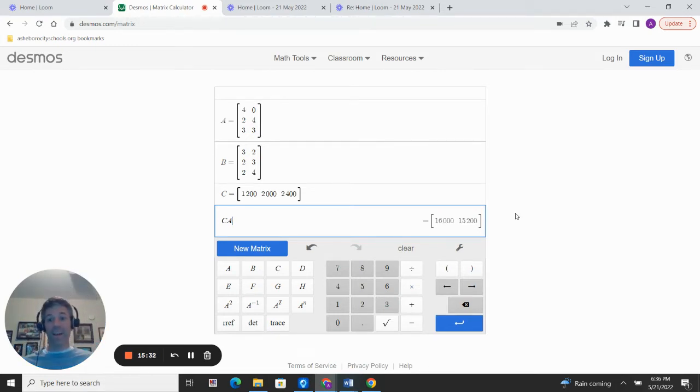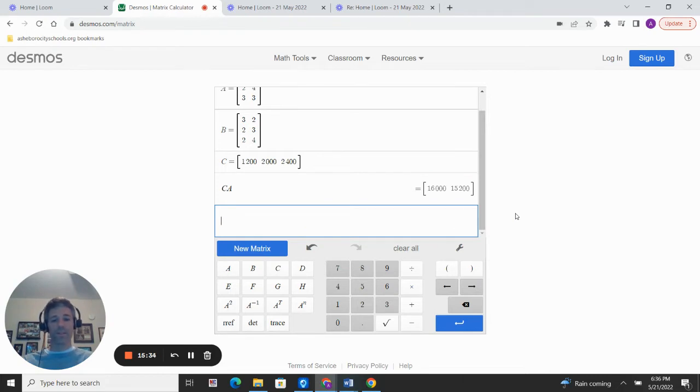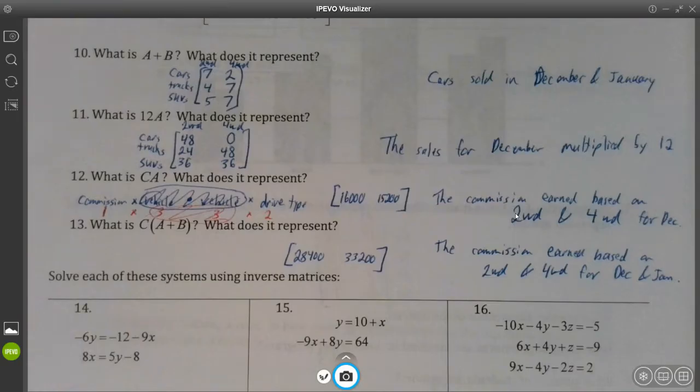Then I'm going to do the exact same problem, in a sense. It's going to be capital C times A plus B. There we go. I'll have that answer as well. We'll write that one down: 28,400, and then 33,200. There's that one. Let's go back to the paper for just a moment.